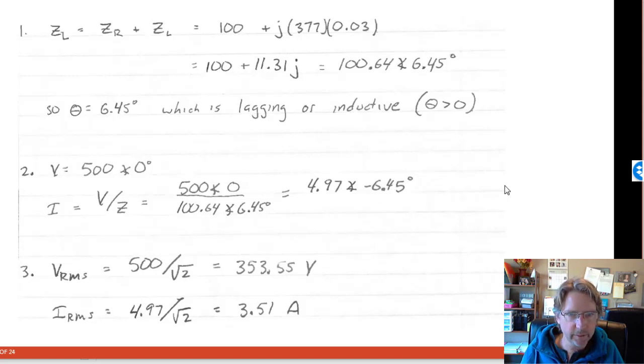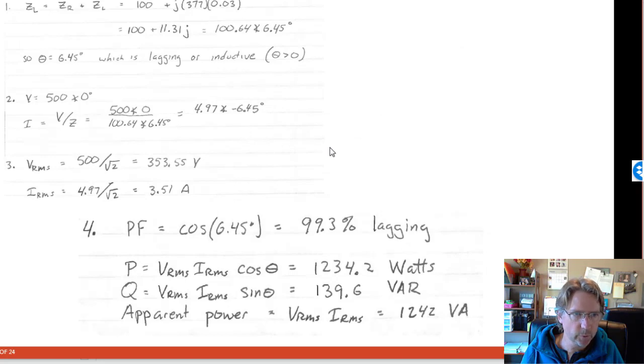All right, now we've got all of the numbers. We just plug into our formulas. So the power factor, which wasn't actually asked for, but it's good to think about, is cosine of theta, so 99.3% lagging. So this would be 0.993. And because theta is positive, it's lagging. It's kind of the opposite of what you'd think.